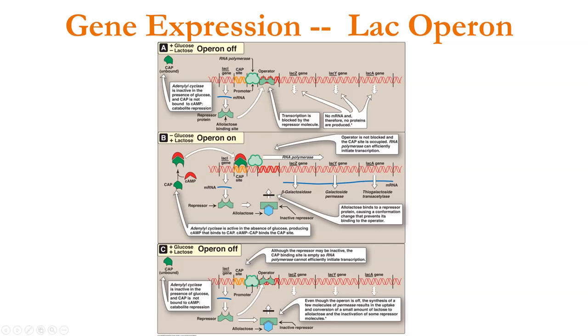And if lactose is there, allolactose will be made. It will bind to that repressor protein, and it will be removed from the operator. So now you can actually shove that RNA polymerase forward. So both of those conditions have to be met in order to get efficient transcription. That repressor needs to be removed to get out of the way, and this CAP-cAMP complex needs to be there to kind of shove the RNA polymerase forward.